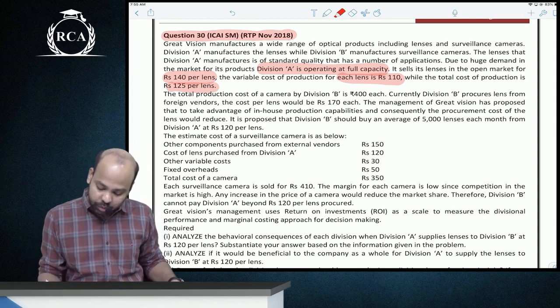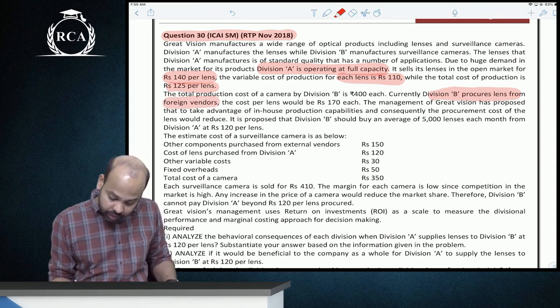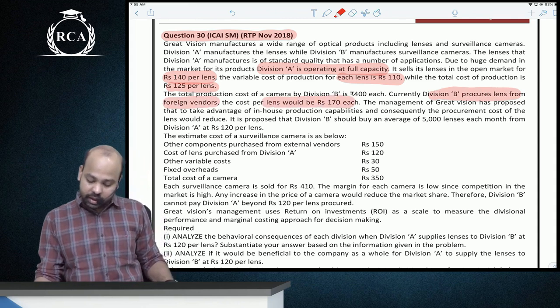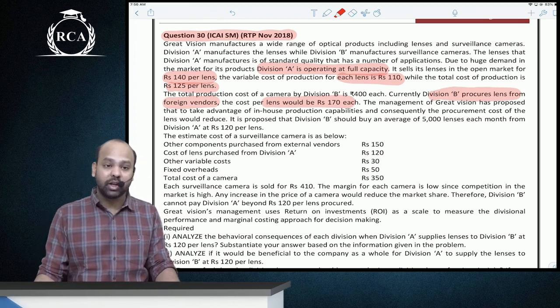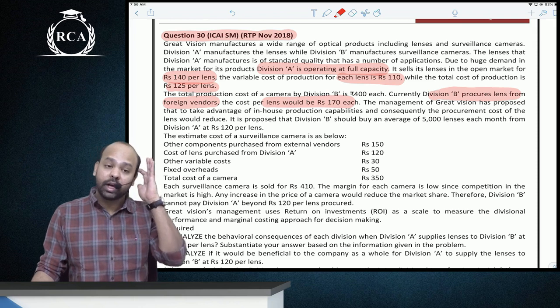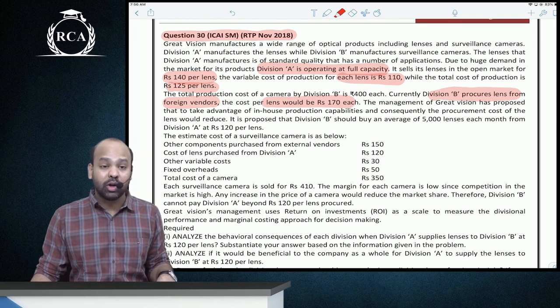Currently Division B procures lens from foreign vendors. The cost per lens would be 170 each. They're procuring it from an external market at 170 rupees. On the face of it, without reading forward, the company as a whole will lose. Sir, how are you concluding?